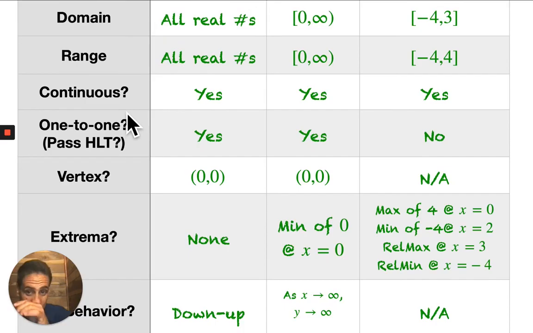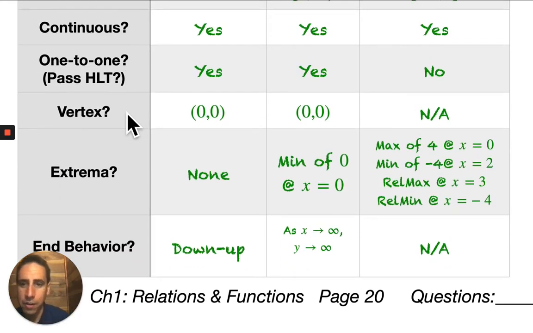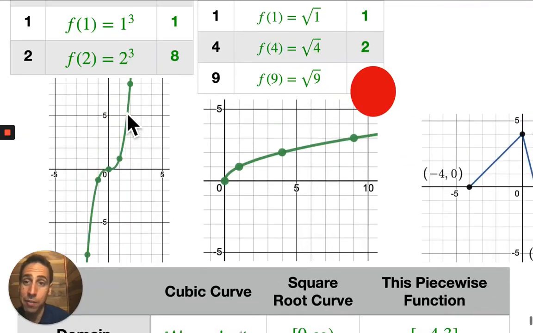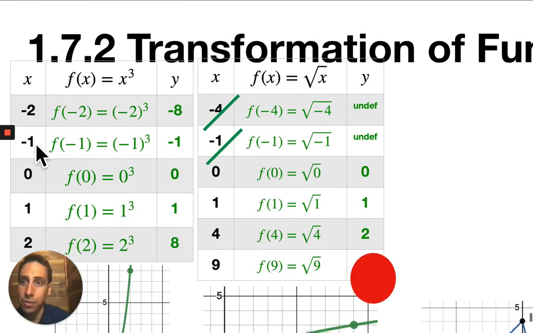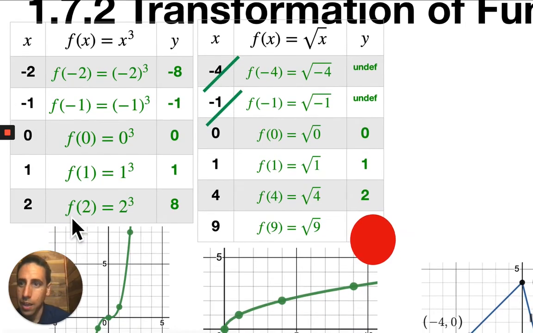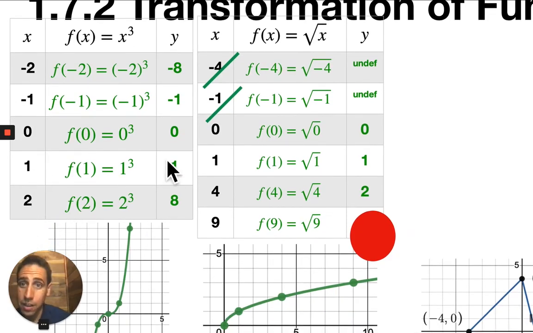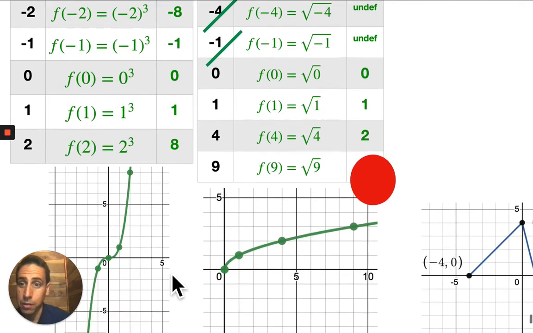Are there any extrema? No. There are no relative minimums or relative maximums. No maximums, no minimums. What kind of end behavior does it have? It has down, up end behavior. So you can see as x goes to -infinity on the table, y goes to -infinity as well. As x goes to positive infinity, y goes to positive infinity as well.